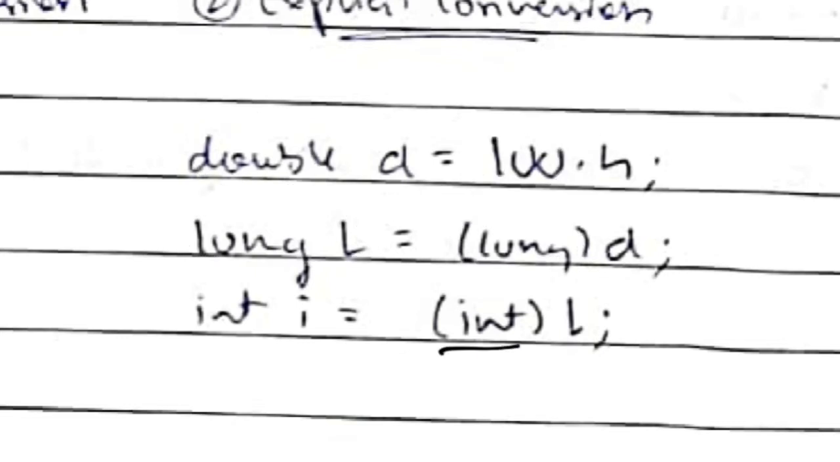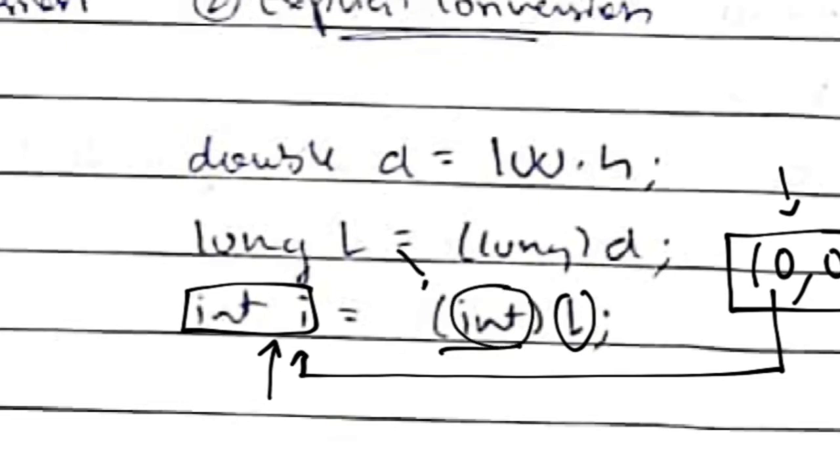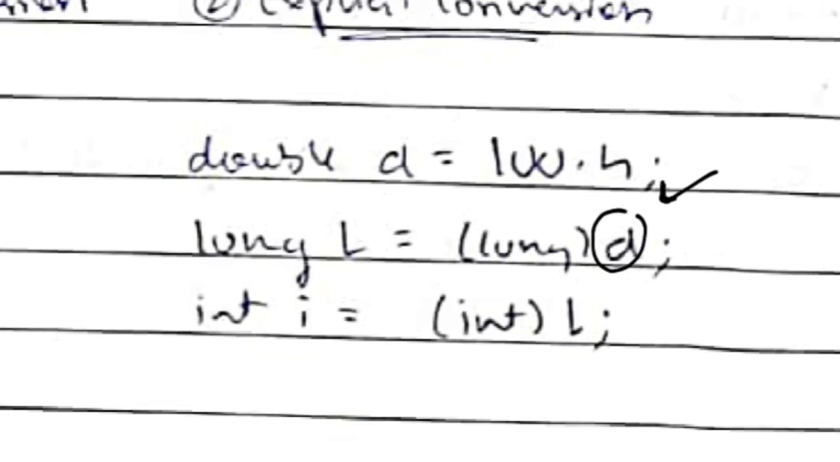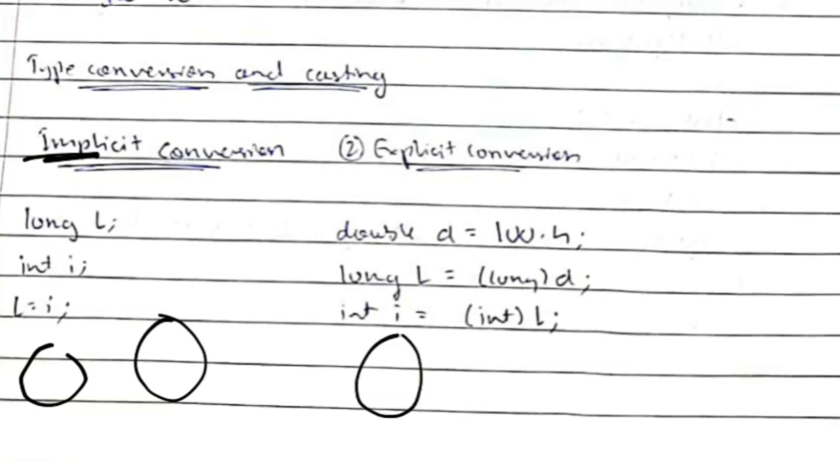When I write this code, int of L, if L has a value like 10,000, and I have to store the integer part of L inside the integer I, because integer I can store smaller values, whatever smaller value is possible to be stored inside I will be converted by this code and stored in I. Okay, if the variable has the greater data type, to convert it into a smaller data type, we mention which data type we want, and then that will be converted and stored in the variable. Okay, so to recap, implicit conversion happens from smaller variable to greater variable, and explicit conversion means greater variable to smaller variable.